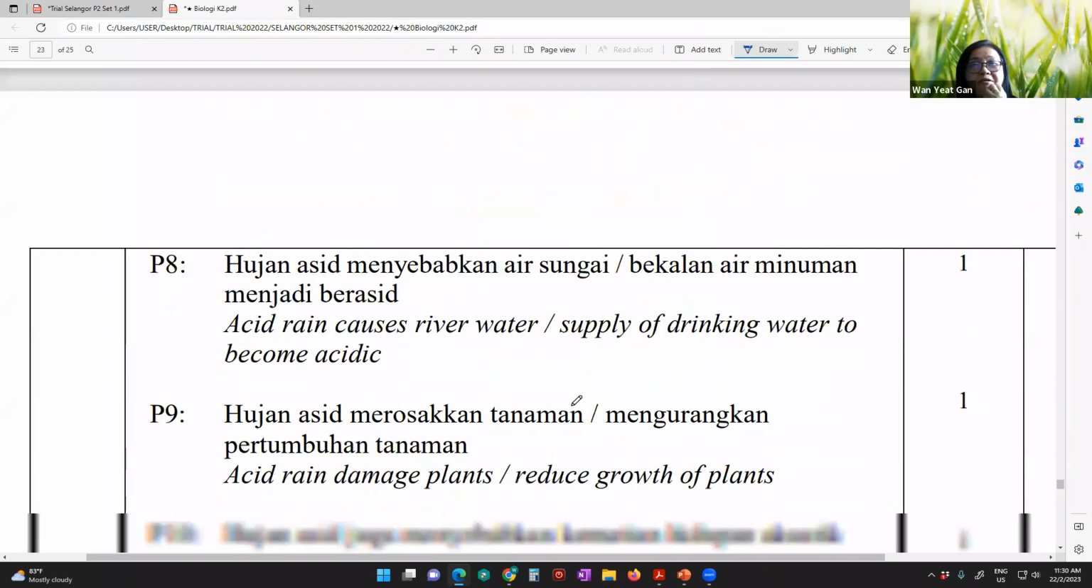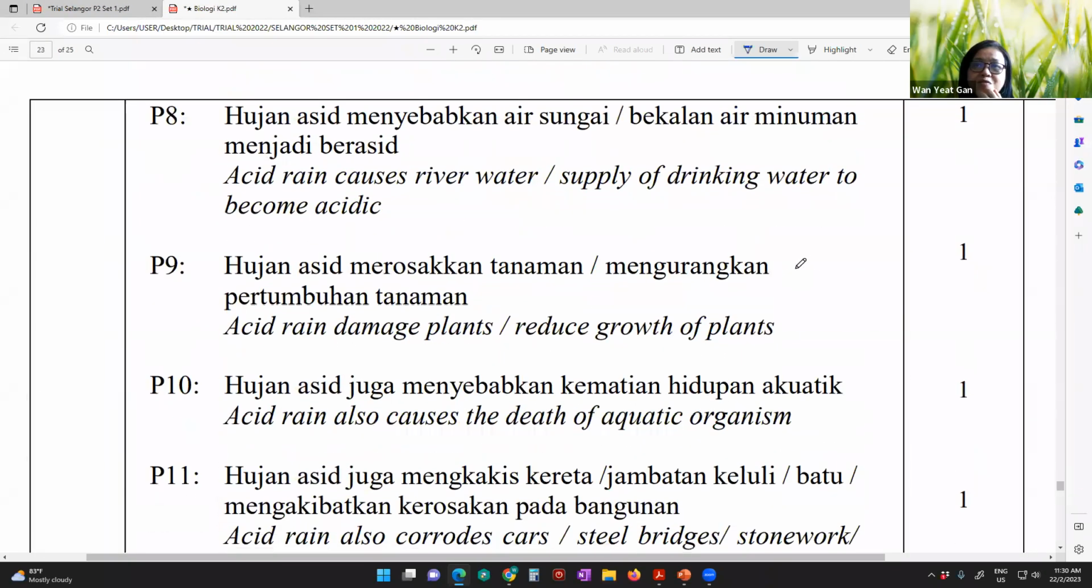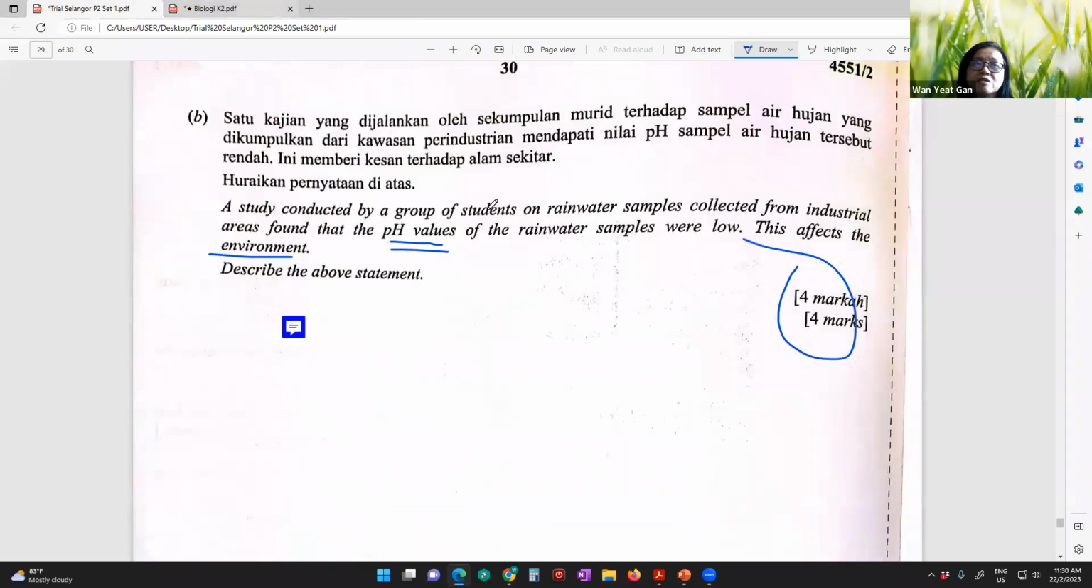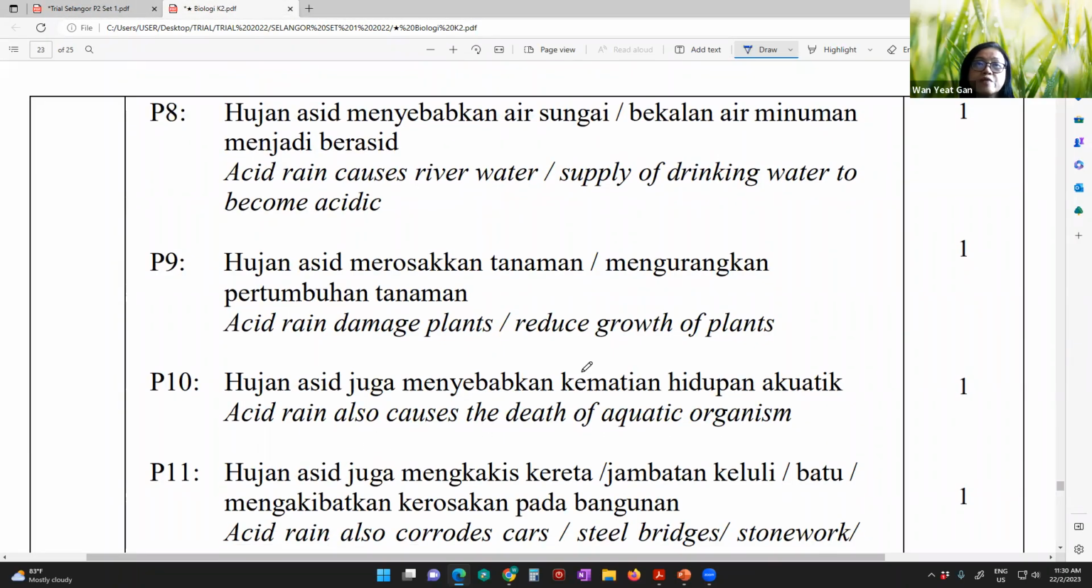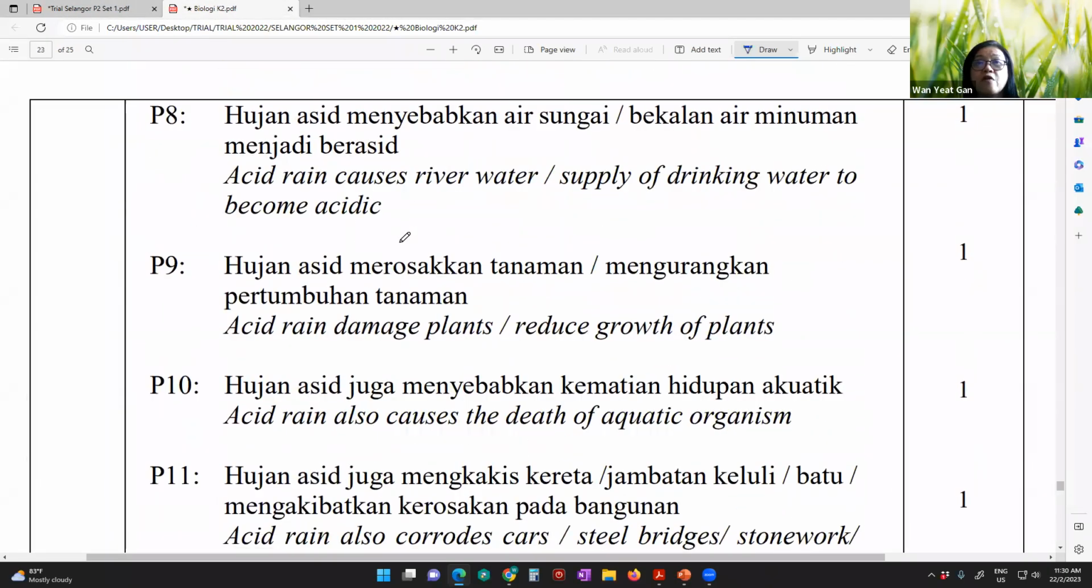Now, besides that, of course, the marks is only 4 marks, but the question actually has a lot of answers, and you can answer more than 4, or you can just answer 5 or 6 and that will do. Besides that, acid rain causes river water to become acidic, so your drinking water becomes acidic. It can also damage plants, damage the chlorophyll in the leaf, also damage the roots of the plant. And it can also cause death of aquatic organisms.